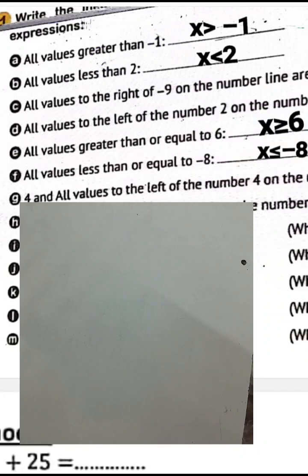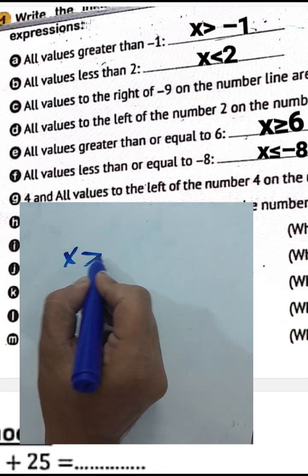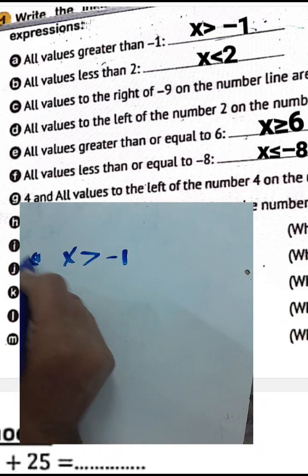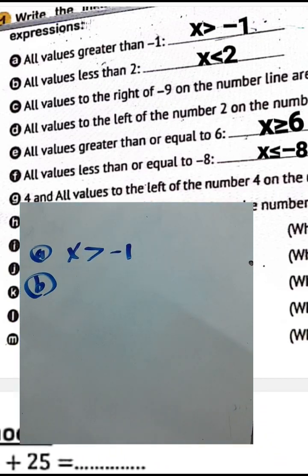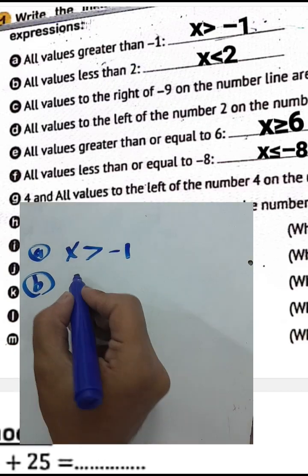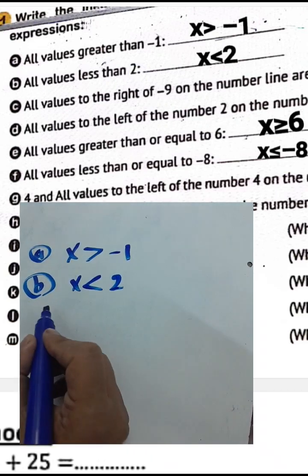than negative 1. It's meaning x greater than negative 1. Letter B, all values less than 2, it will be x less than 2.